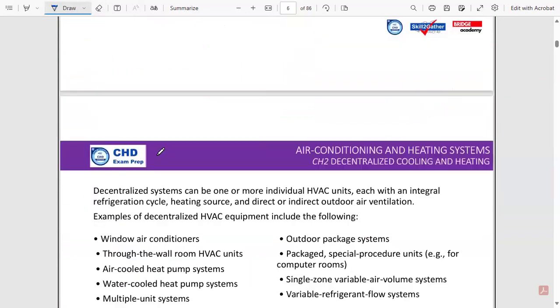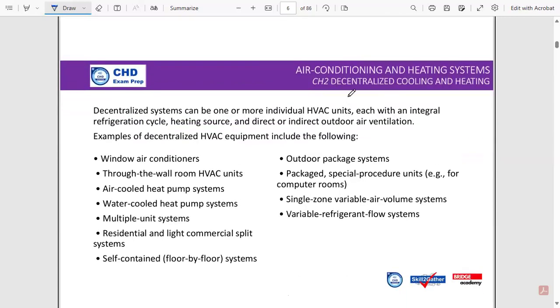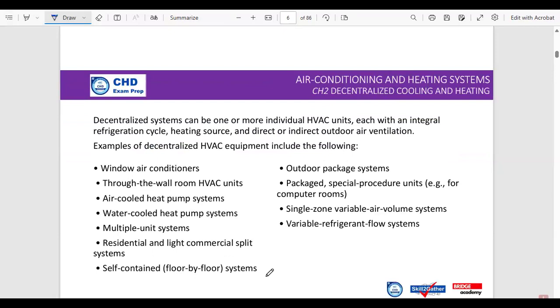Now let's move forward to chapter 2. Chapter 2 is decentralized cooling and heating systems. So there are centralized cooling and heating systems and decentralized cooling and heating systems.